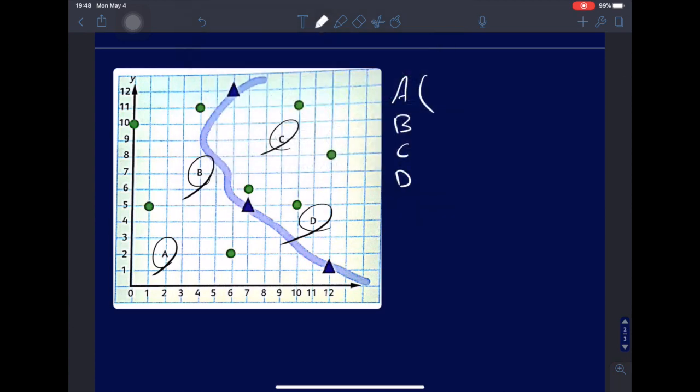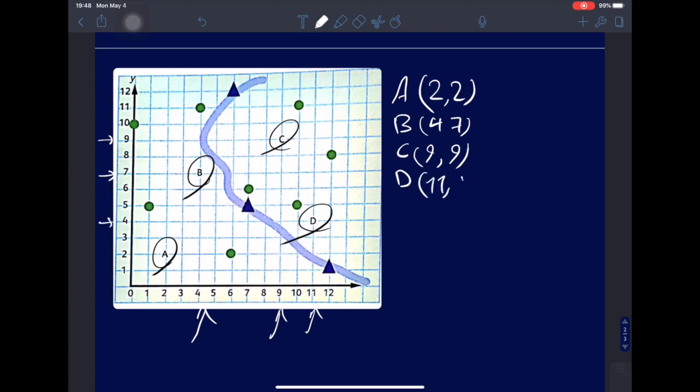So for A, I will have x2, y2. For B, I'm going to have x4 and y7. C, on the other hand, has 9 as x and 9 as y. And D has 11 as x and 4 as y. These are the coordinates for the 4 points.